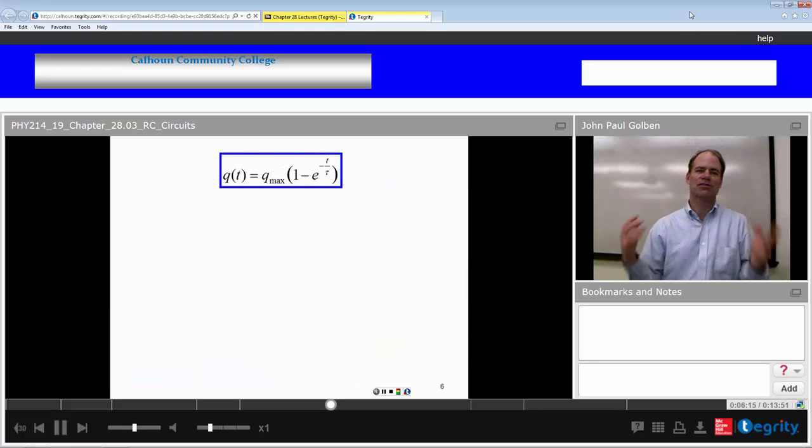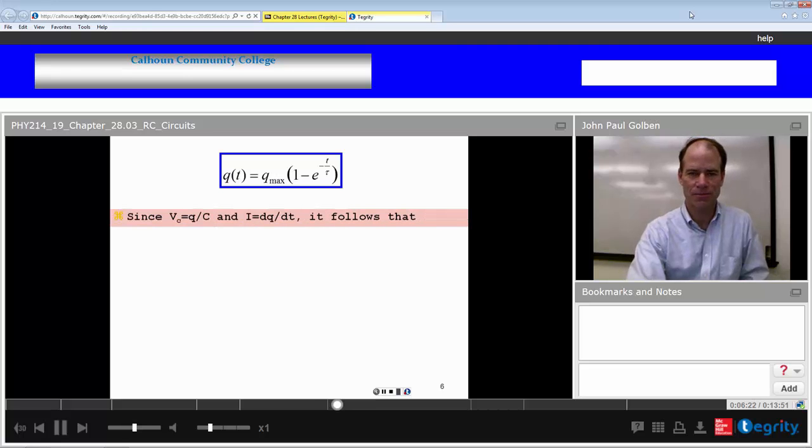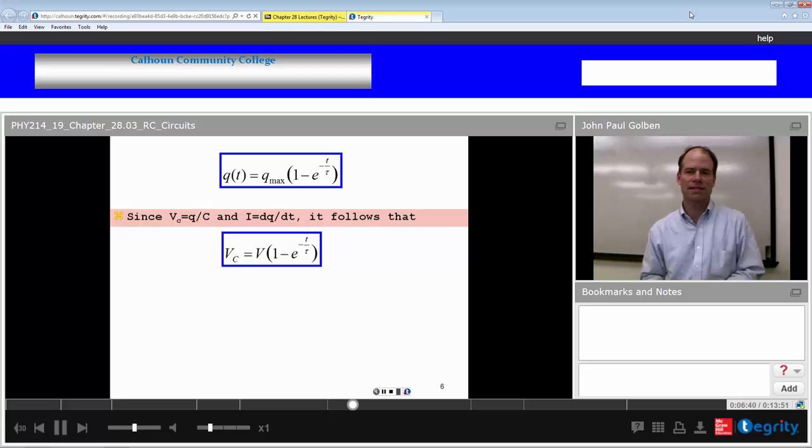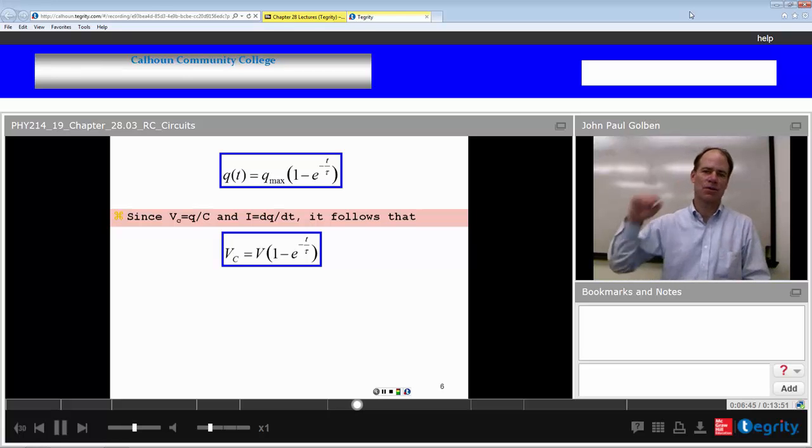So we have our charge as a function of time is equal to our maximum charge, 1 minus e to the negative t over tau. Since the voltage across the capacitor is Q over C, I can divide both sides of this equation by C and get the voltage as a function of time. The voltage across the capacitor is equal to the voltage of the battery, 1 minus e to the negative t over tau. At t equals 0, it's 0.